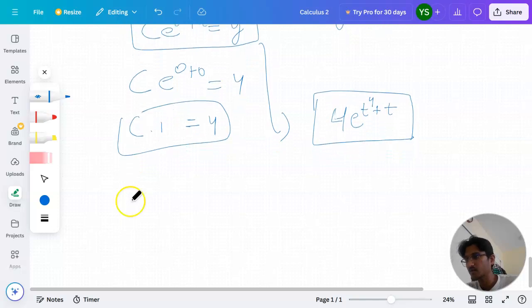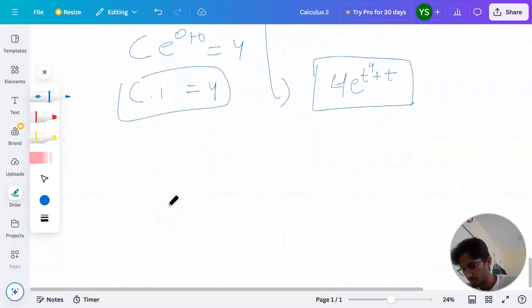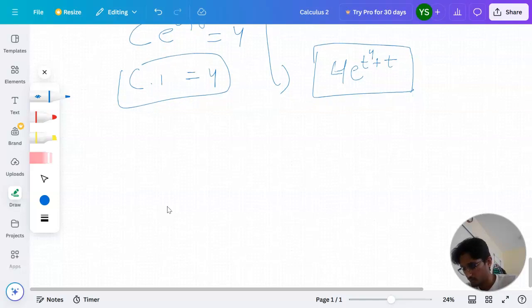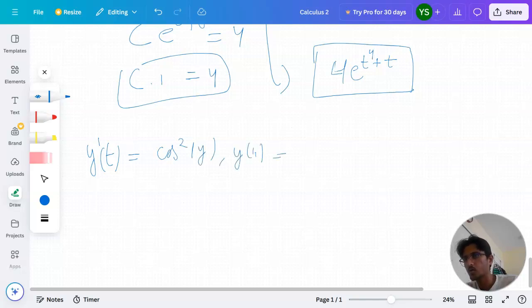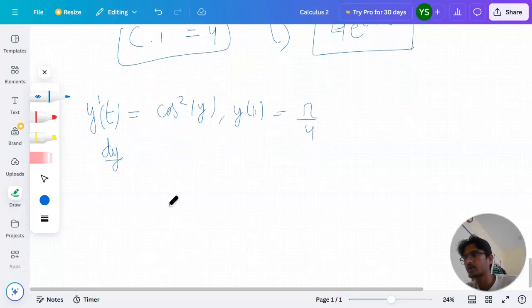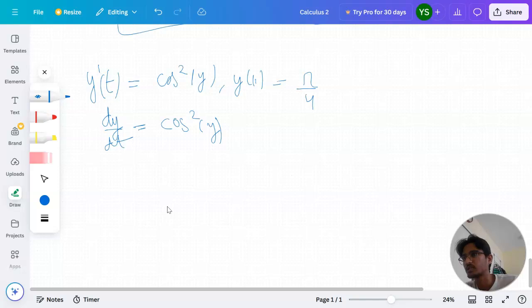Alrighty. Now let's see if we could solve one with a trig function. Okay? Real quick. So let's see, we're given dy/dt equals cosine square y, with y of 1 equals pi over 4. So we could write it down as dy over dt again, cosine square y. But note one thing, we don't have anything for the t side, right? So we're just going to bring the dt to the other side. So dy over cosine square y equals dt.